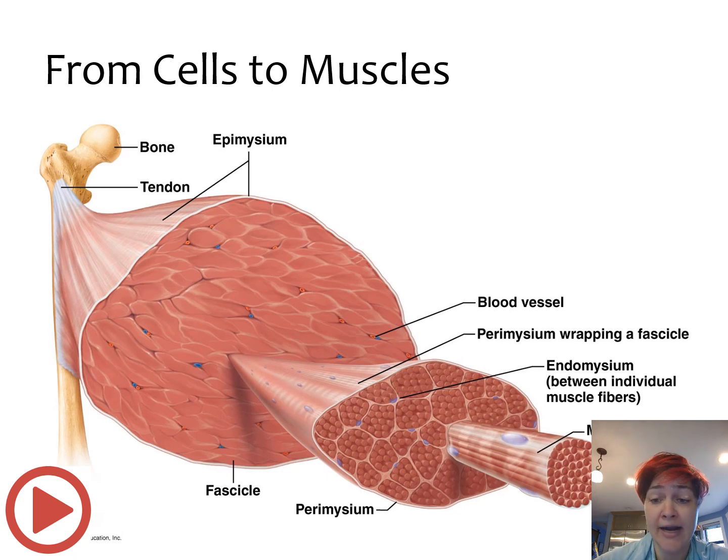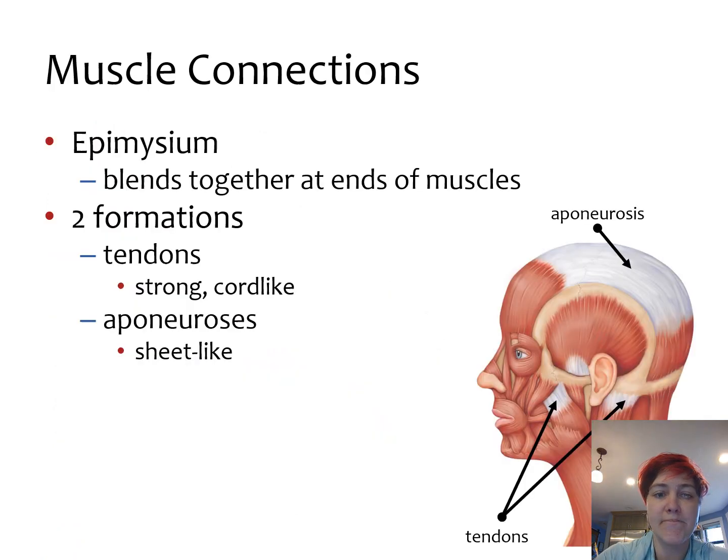You guys should be able to identify what a fascicle looks like under the microscope. That should be easy peasy, no problem. Okay.